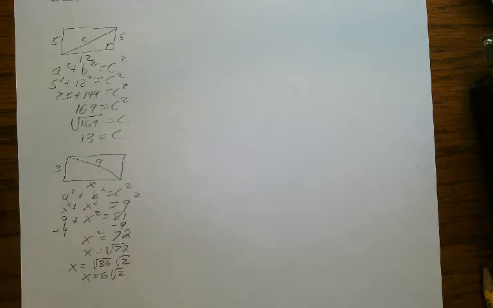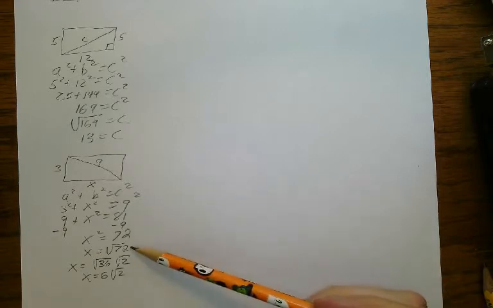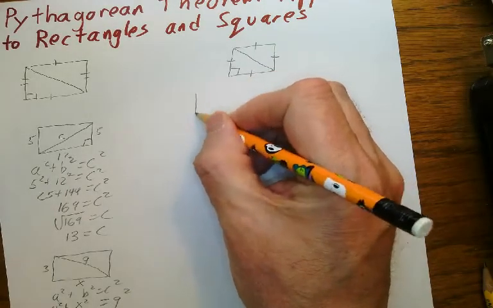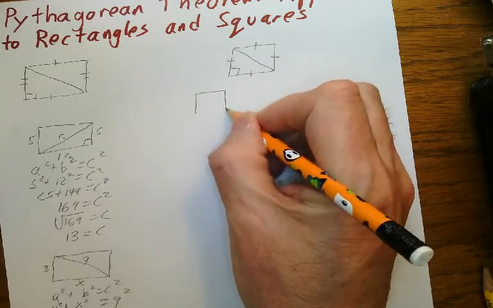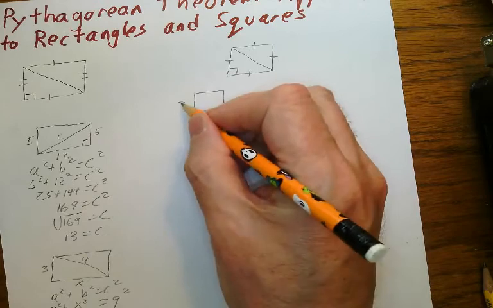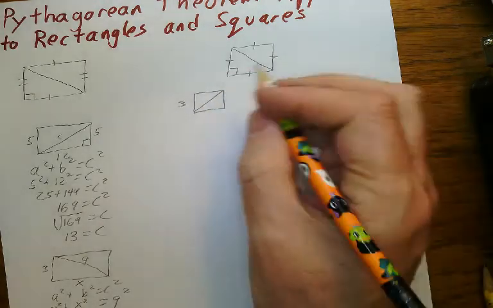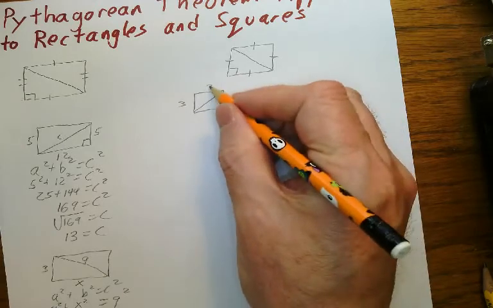Now, one way you can always check if you simplified correctly: take your calculator, do square root of 72. Take your calculator, do 6 times square root of 2. You're going to get the same answer if you've done it correctly. Now, let's do a couple square problems, and you might see an interesting pattern forming. Okay, if we have a square and one side is 3, let's find the diagonal. Well, since it's a square, all the sides are 3.